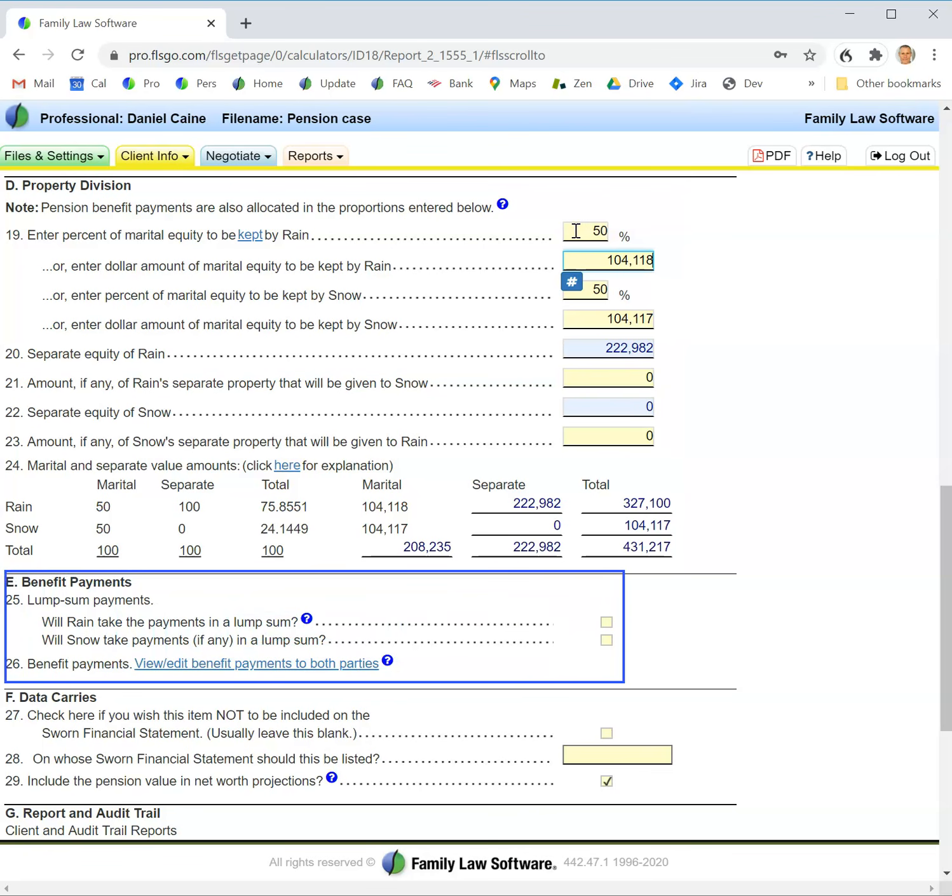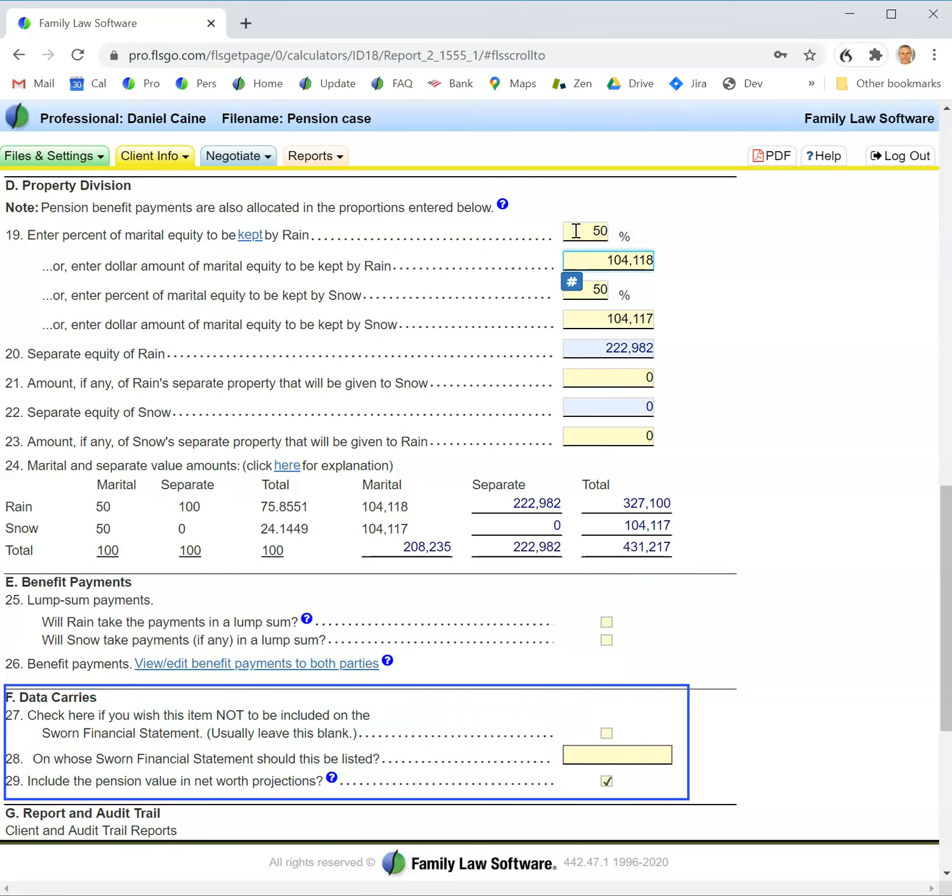The next section, you can specify whether payments will be taken in a lump sum. This does not affect the calculation at all, but rather the software's projections. Similarly, the data carries affect the software's projections. We believe that pension value should be included as the value of an asset in the software's net worth projections. What the software does is smoothly increase the value of the pension until payments begin, and then decrease the pension as payments are made. But some planners prefer not to include the value of the pension in the net worth projections, and there's an option here not to do that.